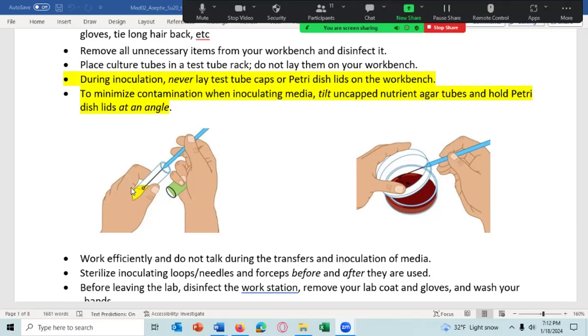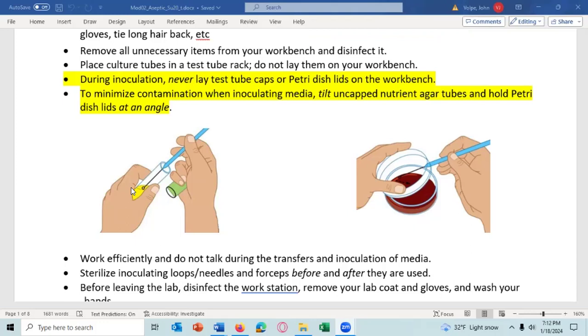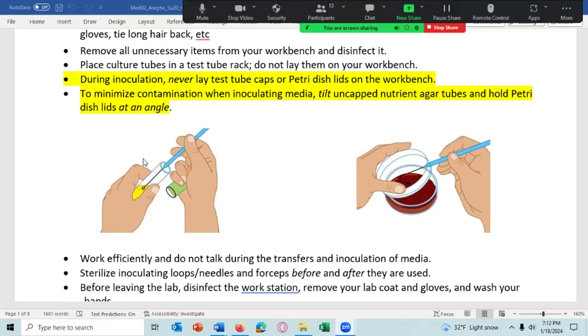You should hold the tube at an angle so that when things are dropping down, there's less space for them to drop into the tube. So if you have the tube straight up, there's a very wide surface that something can fall in. If you hold it at an angle, there's less surface that it can fall in. Any question about that? Or holding the cap?